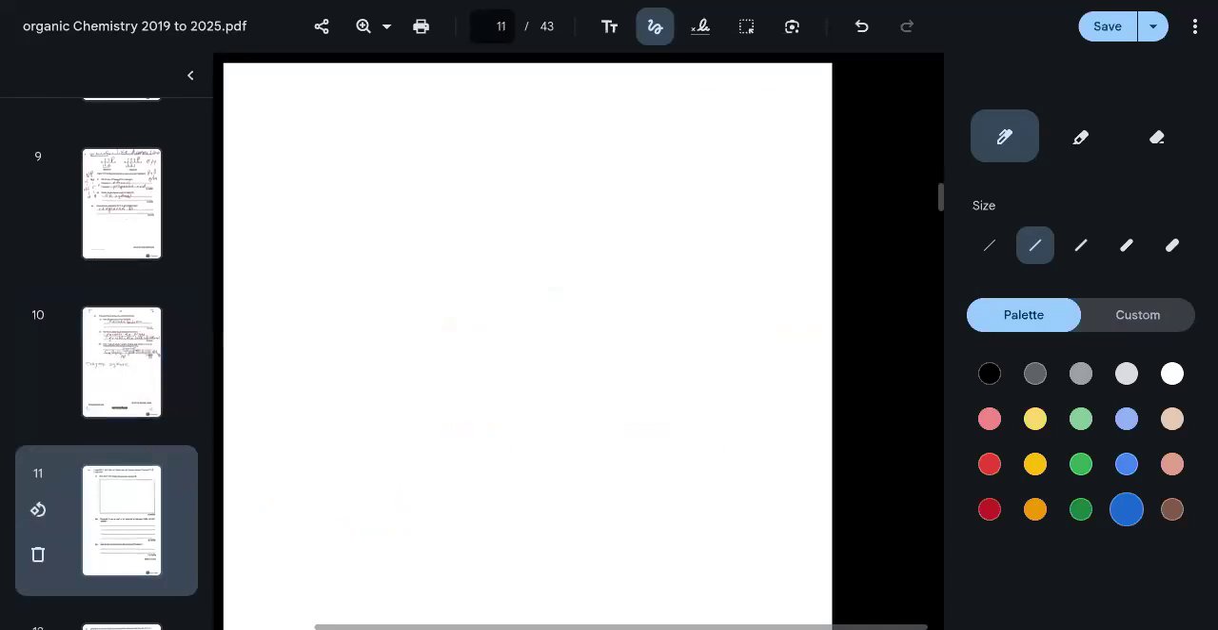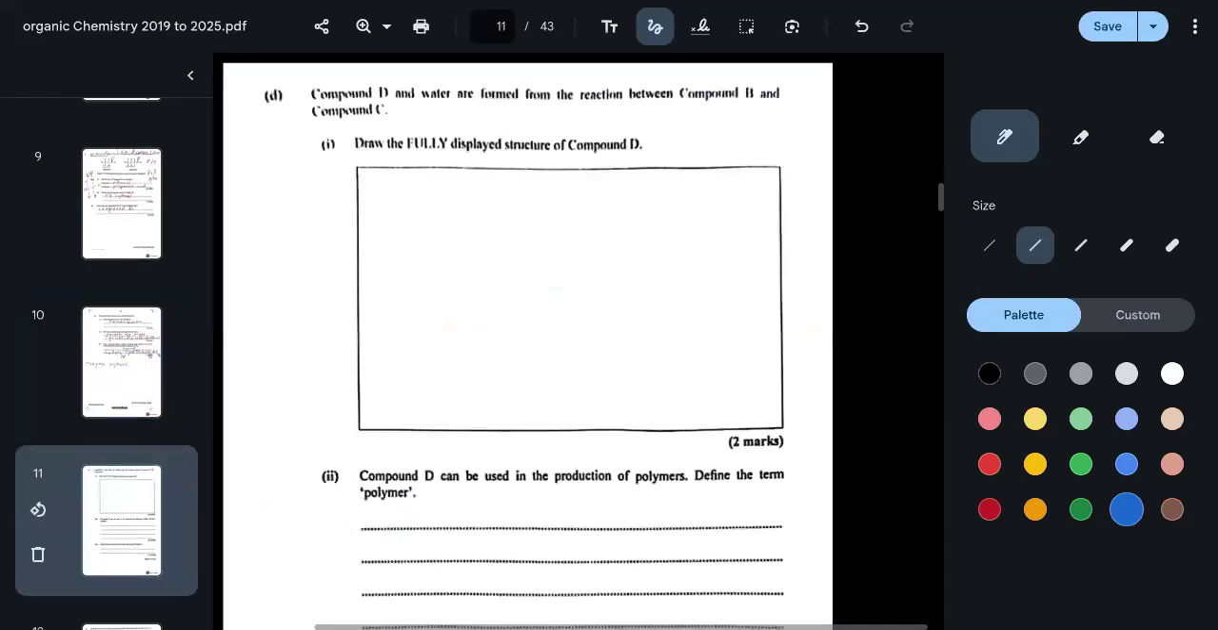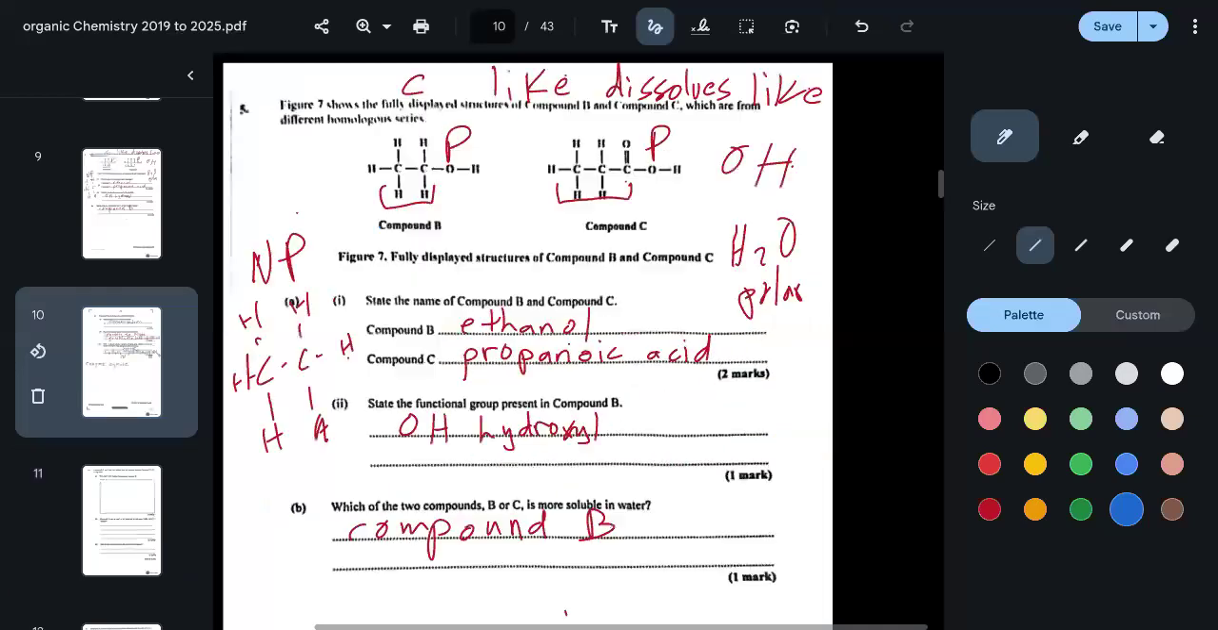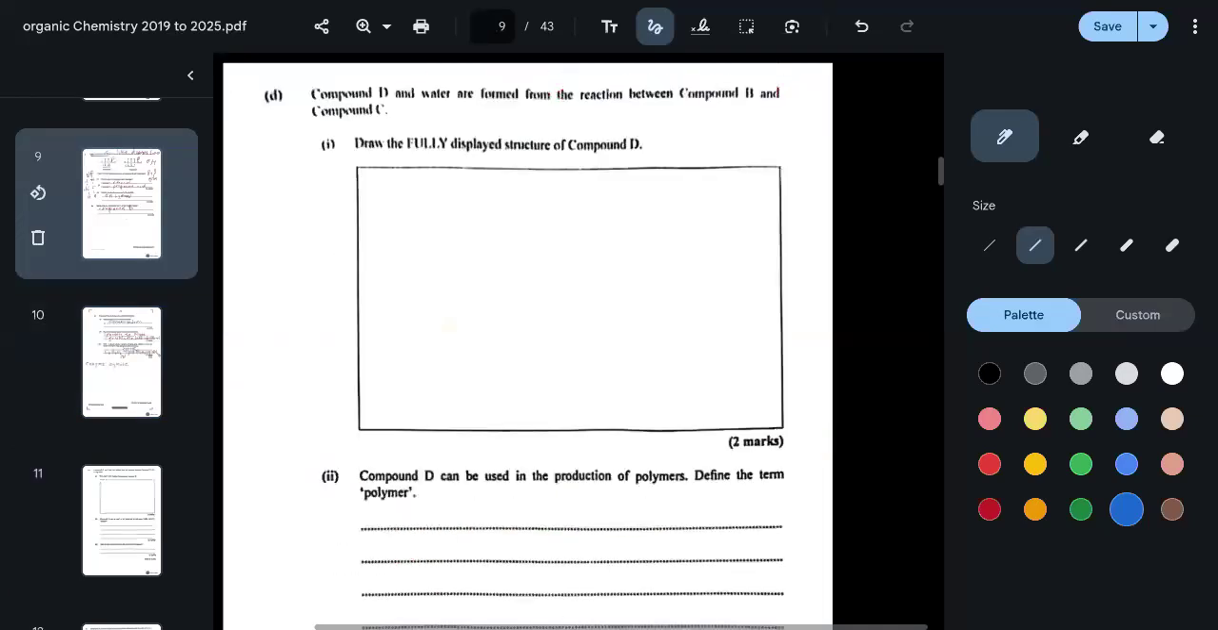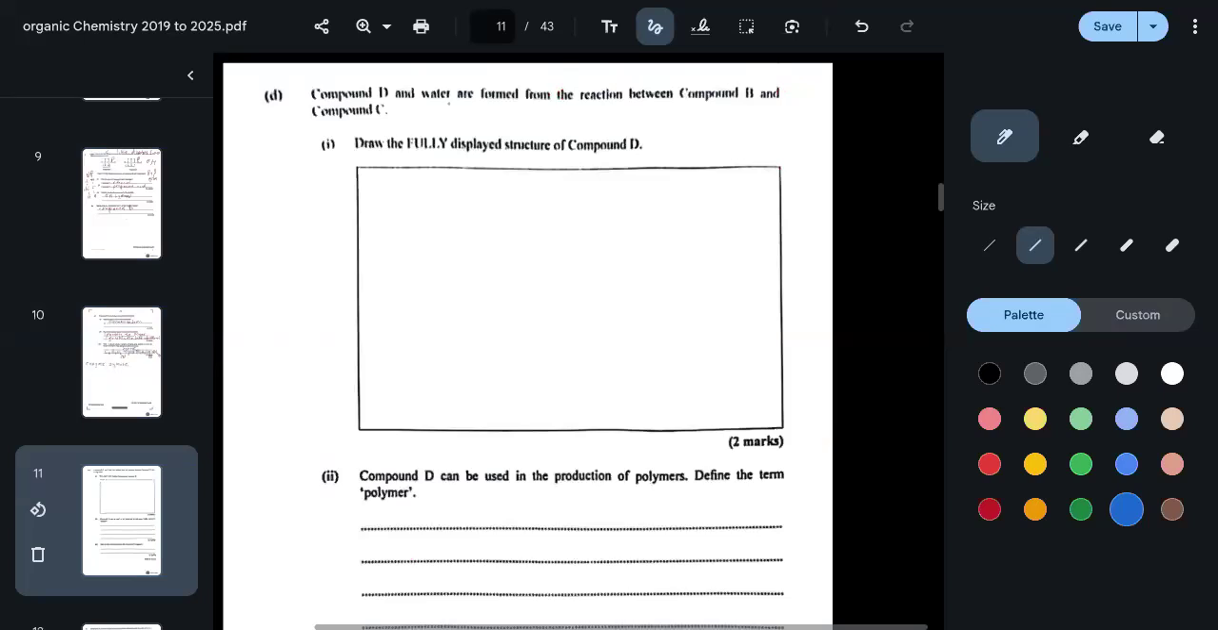Go down here. It says compound D. So let's look back at compound D. What was compound D again? Right. So compound D and water are formed from the reaction between compound B and C.